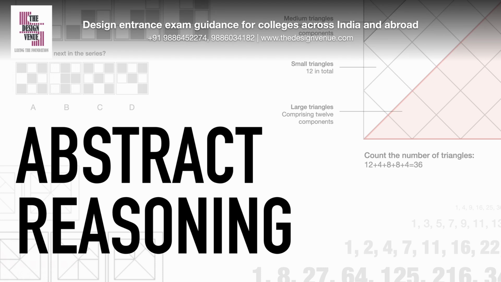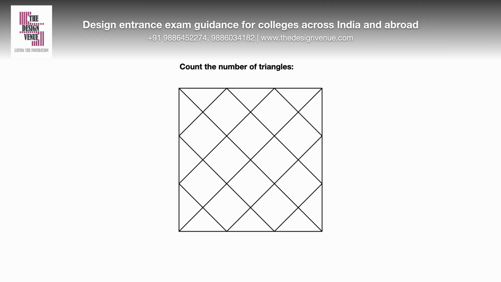Hello and welcome to this video about abstract reasoning. In this video, we will learn how to answer the different types of questions that can be asked to test aptitude. We will start with questions about counting. Here, we need to count the number of triangles in the figure.